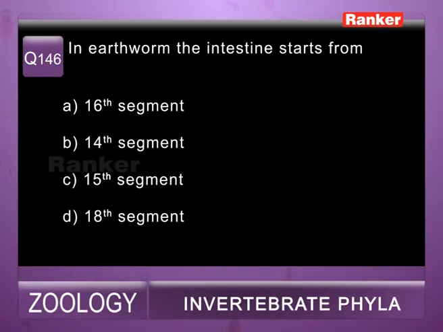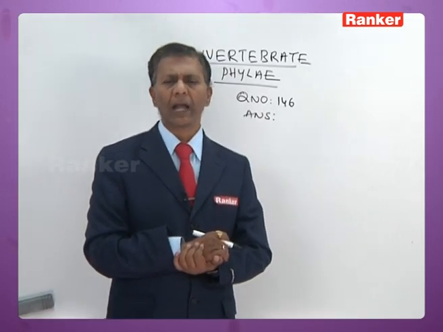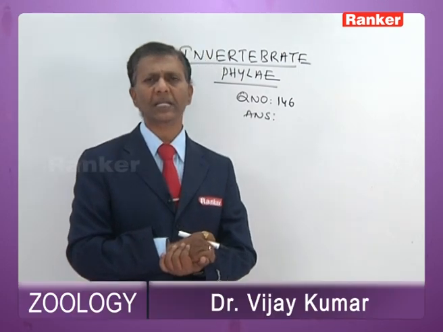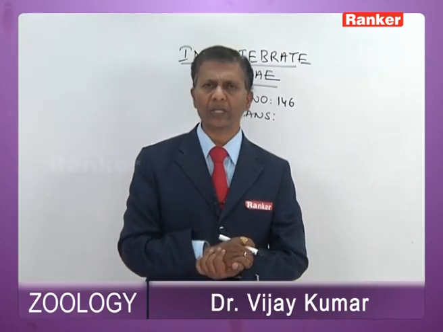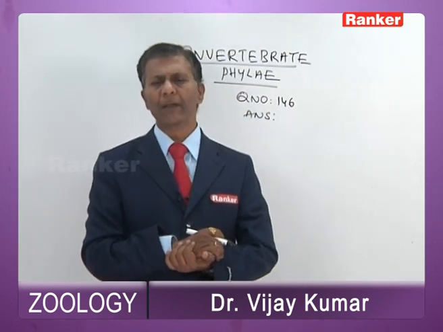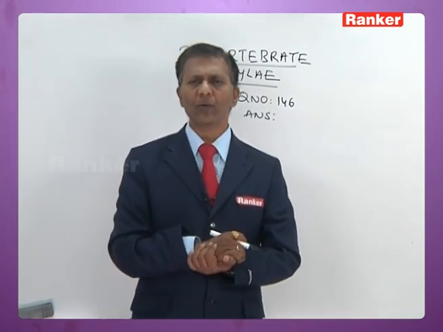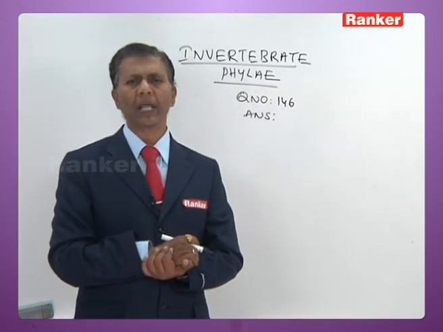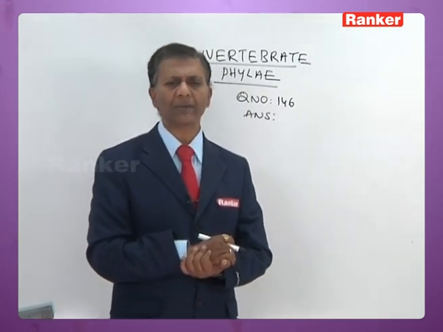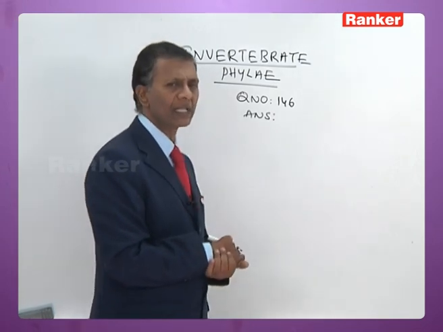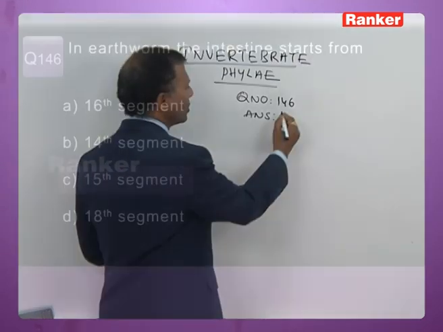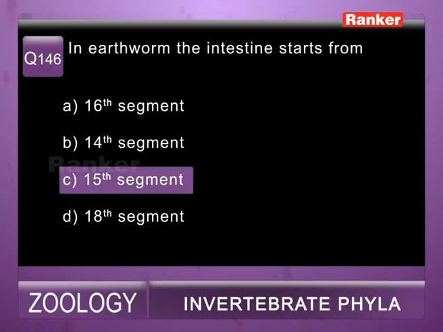Now 146 question, in earthworm, intestine starts from A 16 segment, B 14 segment, C 15 segment, D 18 segment. Stomach is present from 9th to 14th and 15th onwards intestine is present. That intestine is in turn divisible into pre-typhlosolar region which lies from 15th to 26th, typhlosolar region which lies from 27th to posterior 23rd or 25th, post-typhlosolar region which lies in the terminal 23 or 25 segments. So 146 question, correct answer is C, that is 15 segment onwards intestine is present.